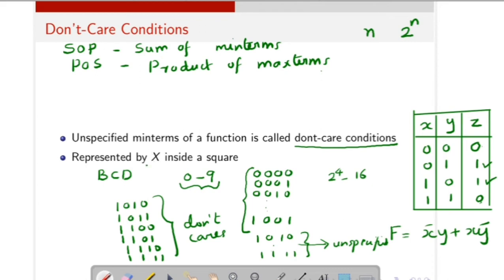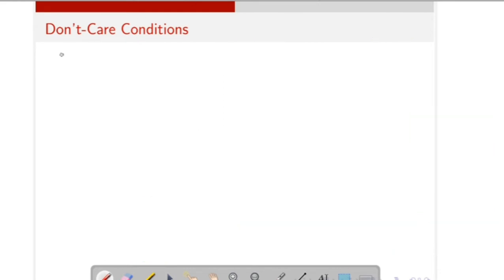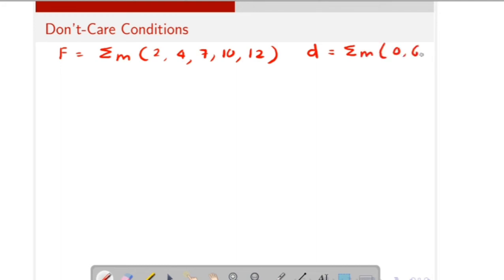These don't cares are represented by x in the K-map. While minimizing the Boolean function, we consider these x values in the K-map for grouping to find the simple, minimal functions. Consider the first example. F is equal to sigma m of 2, 4, 7, 10, 12, and d is equal to sigma m of 0, 6, 8. Here d represents the don't cares.